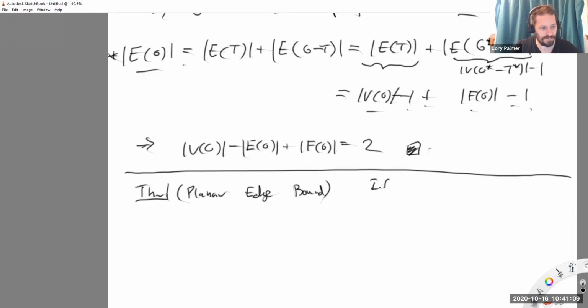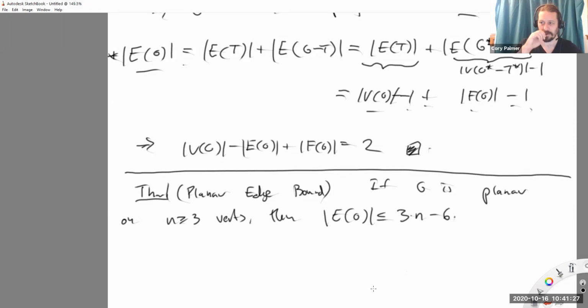So if G is planar, let's say it's on at least 3 vertices, then the number of edges of G is bounded above by 3 times n minus 6 in a planar graph.